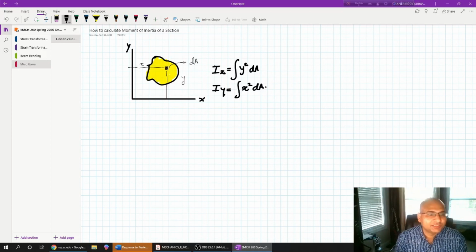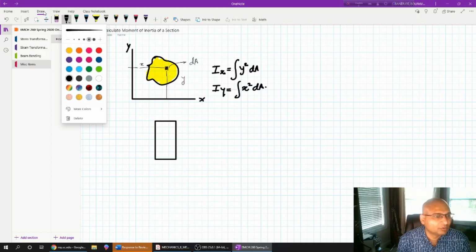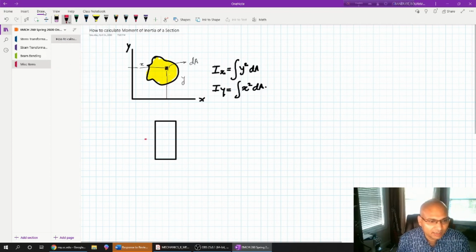Now if we change this object to a square object, let's say I want to calculate the moment of inertia of a simple rectangular area. I want to find the moment of inertia of this particular section about the neutral axis. So this is my neutral axis. Why is this the neutral axis? Because this is my center of area. That's why the axis passing through the center of area is called the neutral axis.